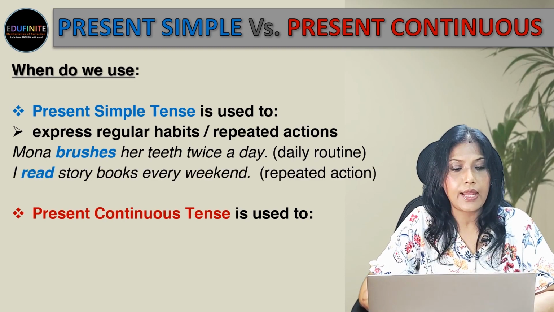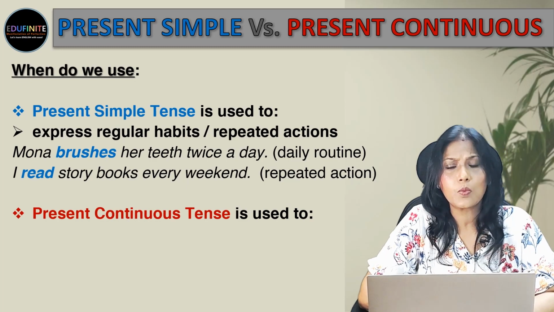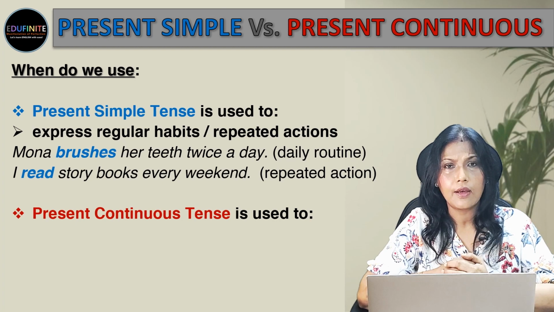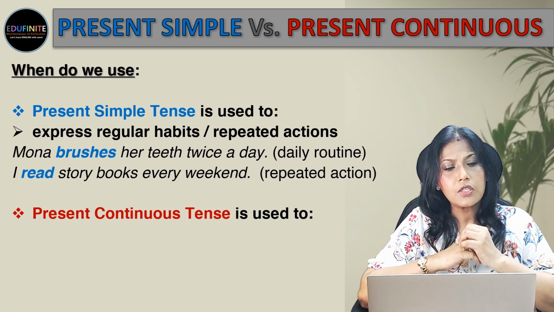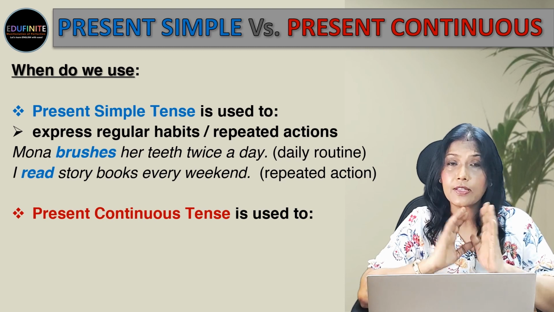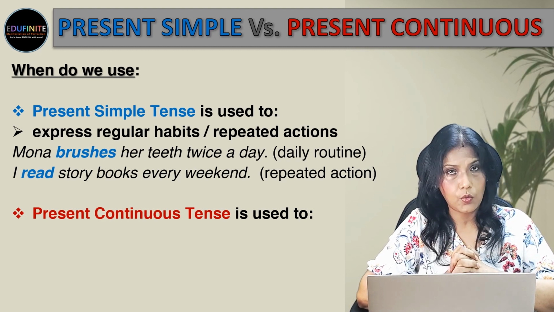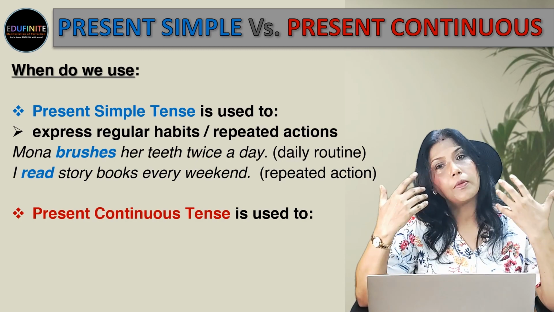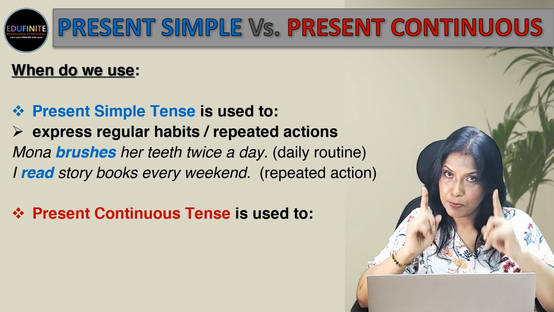Okay, now the next one. I read storybooks every weekend. So this is a repeated action. Every weekend, that's set into my routine. I repeat this every weekend. I read storybooks. So here, we don't use present continuous tense. We don't say I'm reading storybooks every weekend. No. So when we express regular habits or repeated actions, which tense do we use? We use the present simple tense.